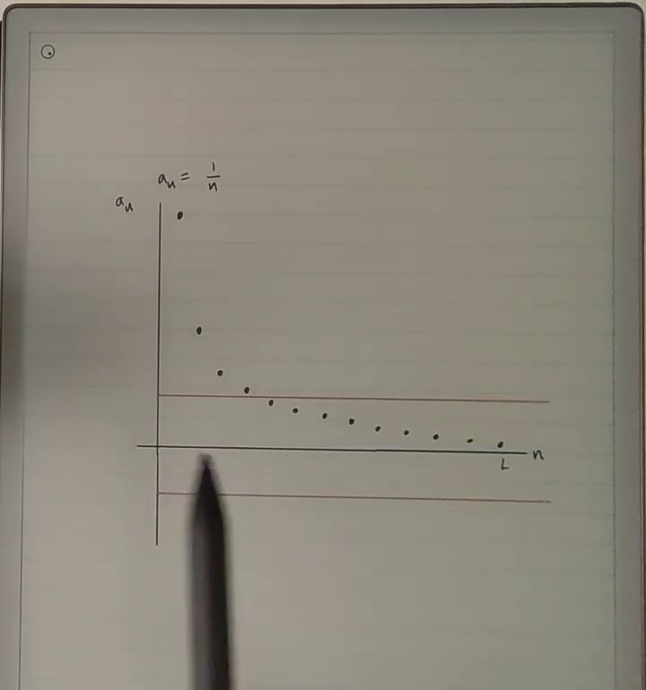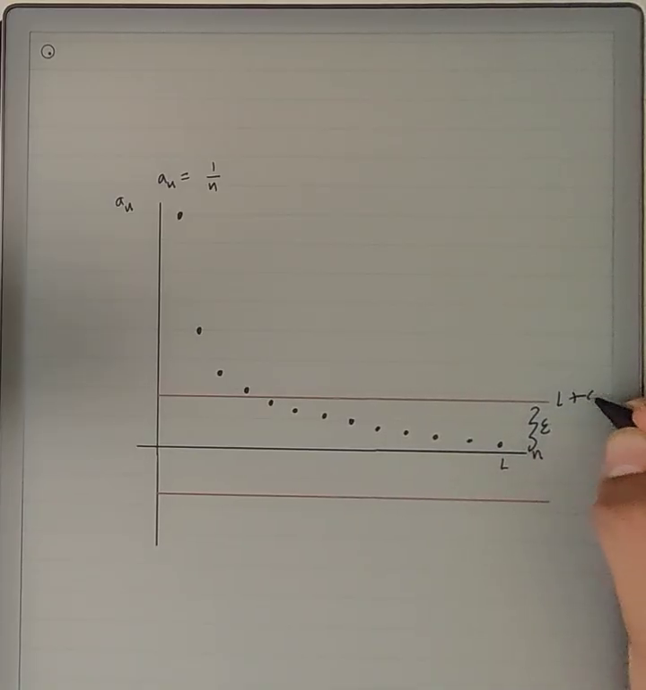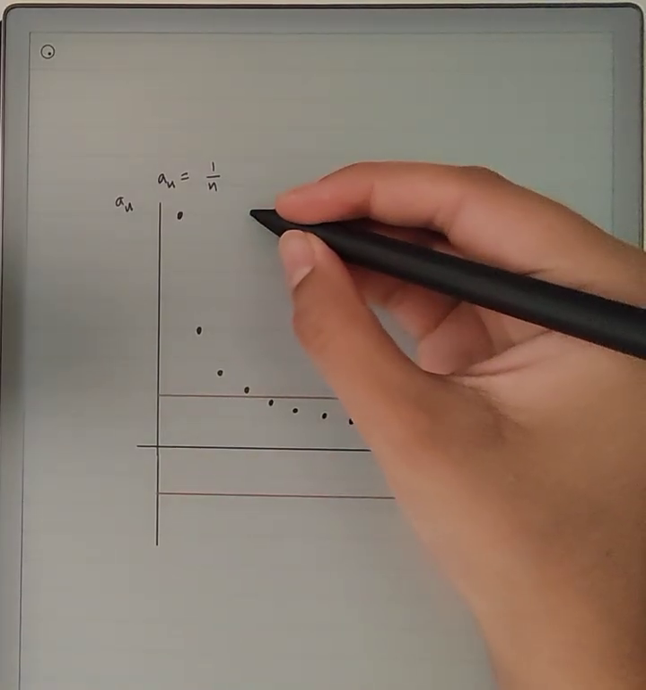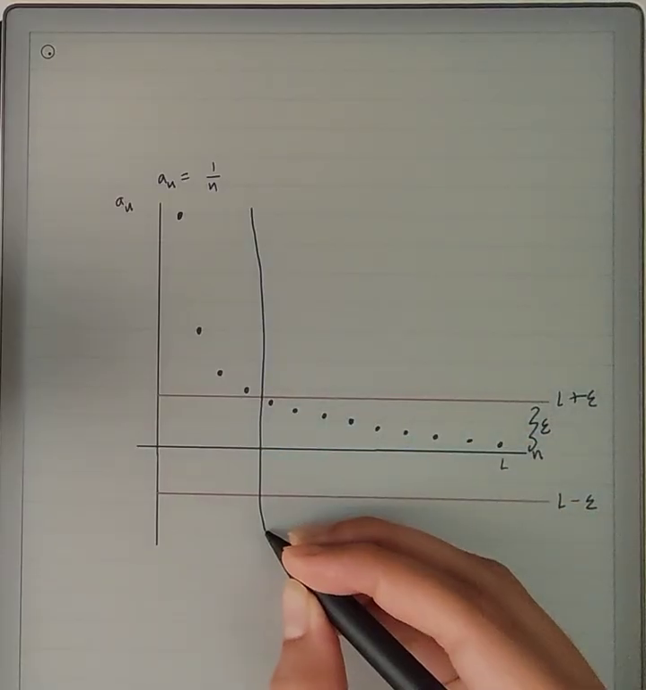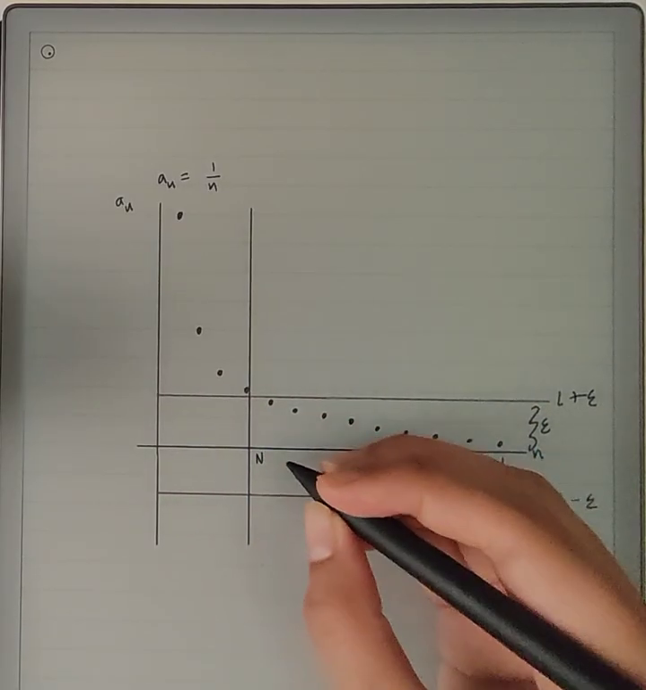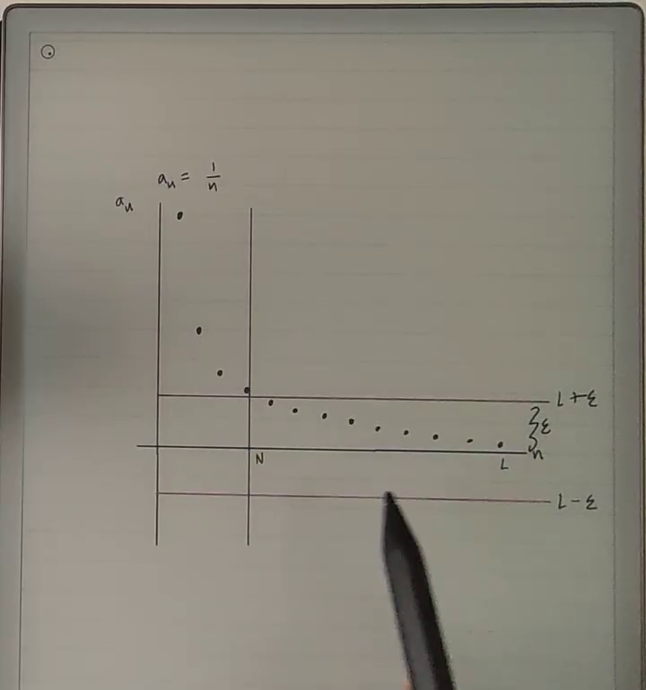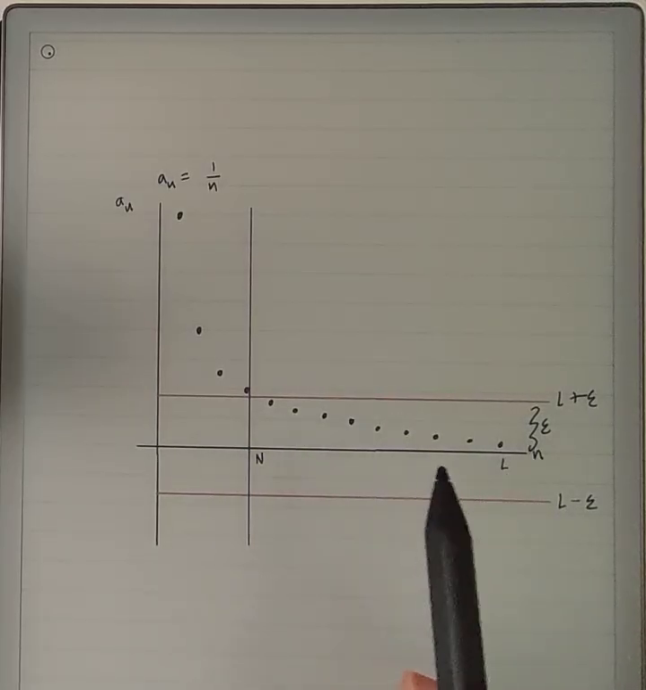We have defined some preliminary epsilon neighborhood for this sequence. I will let this be epsilon. So this is L plus epsilon, and this is L minus epsilon. Now I can define some value n right here. We will let this be n. As you can see, for every value in this sequence after n, it falls within this neighborhood.